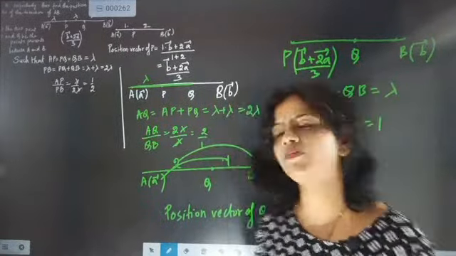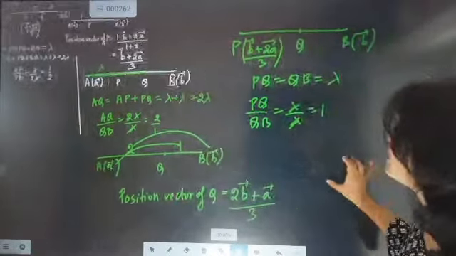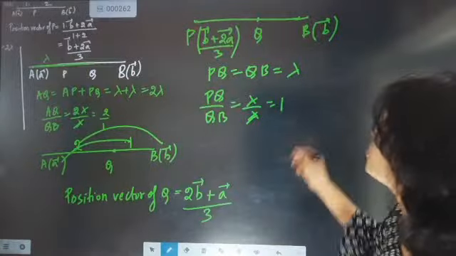So if Q becomes the midpoint, then what are we going to do here? No big deal here, we just have to find that ratio. So what will the ratio be?